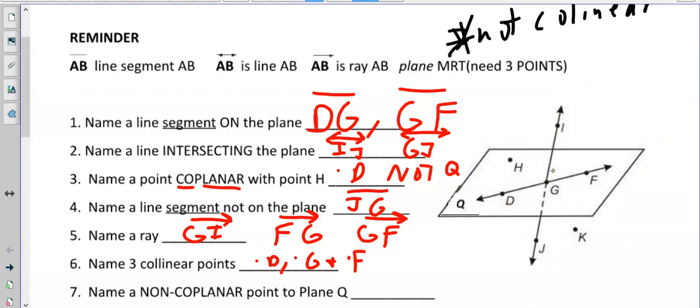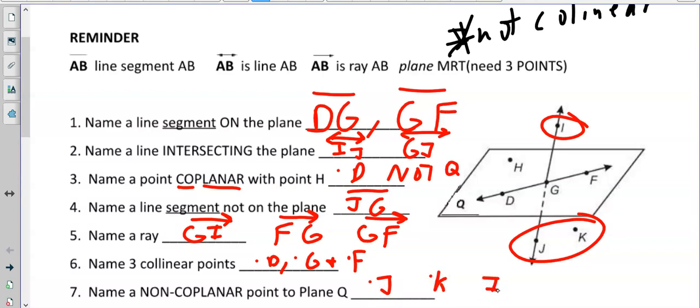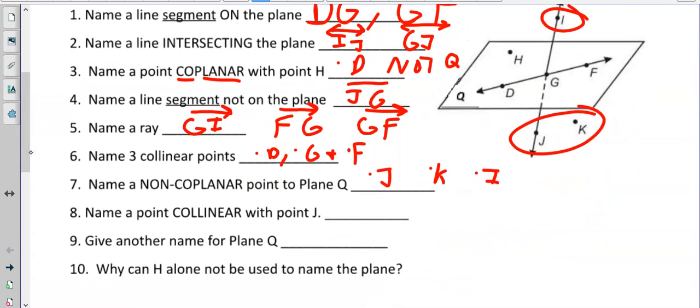Name a non-coplanar point to plane Q. So something that's not on plane Q. Well, that means we're looking at these two or this one. So any of those work. J, K, or I. Any one of those. You only need to name one, but just telling you there's choices.